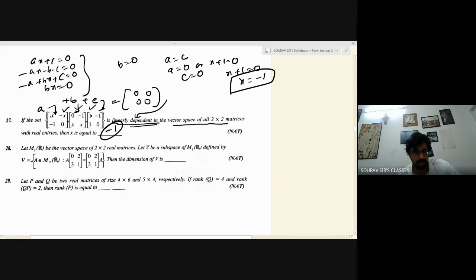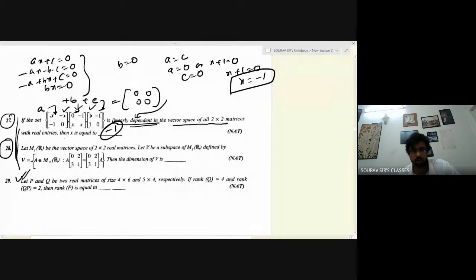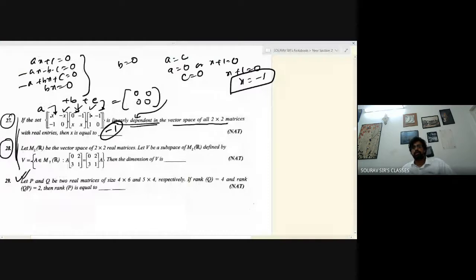Very similar to 28 and 27. Let's try 29. Give it a shot and send it to me. You have 2 minutes in hand. So how to do it? P and Q are two real matrices with size 4 cross 6 and 5 cross 4 respectively. Rank of Q equal to 4, rank of QP is equal to 2, rank of P is equal to 1. So just like a divisional algorithm based thing, see how you can do it. Solve and send it to me.